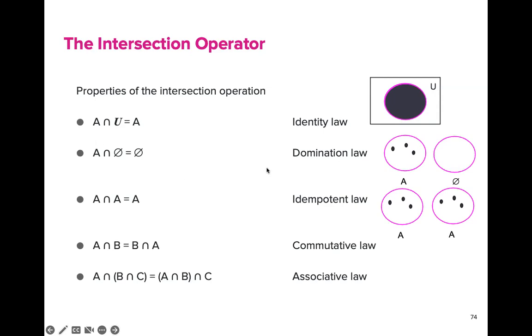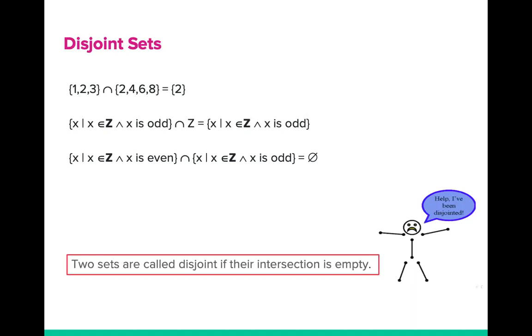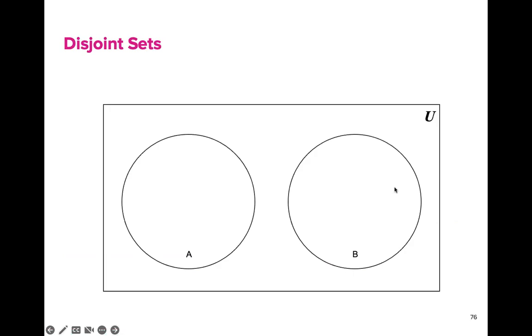Okay. So this is essentially a disjoint set, since these two sets do not have common elements. We call two sets disjoint if their intersection is empty. So here is how we can picture disjoint sets. We have a set A and another set B, and there is no common element between the two sets.